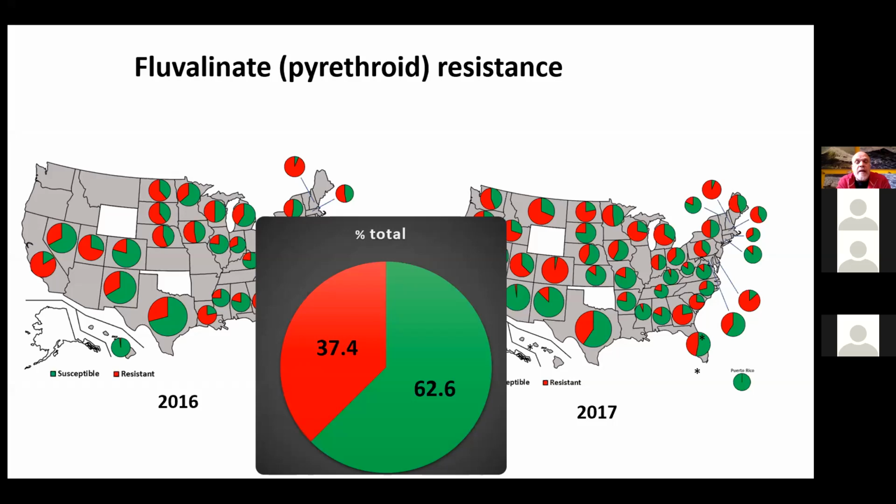But he also looked at the mites across the country for those 2 years, in 2016 and 2017. You can see that there's a little bit of variation, but not a lot. On average, about 37.8% of the colonies in the country had mites that had the gene that would mean that they would be phenotypically resistant to fluvalinate or pyrethroid.